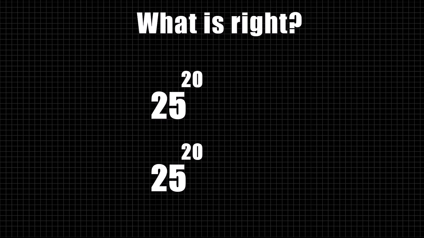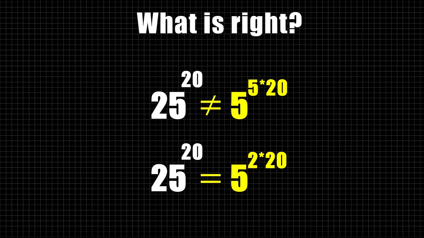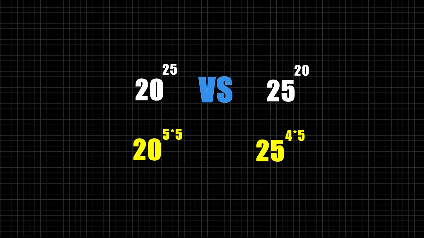Take 25 to the power of 20. 25 is 5 copies of 5 added, but 2 5s multiplied. So it is not 5 to the power of 5 times 20, but actually 5 to the power of 2 times 20, 5 to the power of 40. So what is the right way? We can rewrite 20 to the power of 25 as 20 to the power of 5 times 5, and 25 to the power of 20 as 25 to the power of 4 times 5.